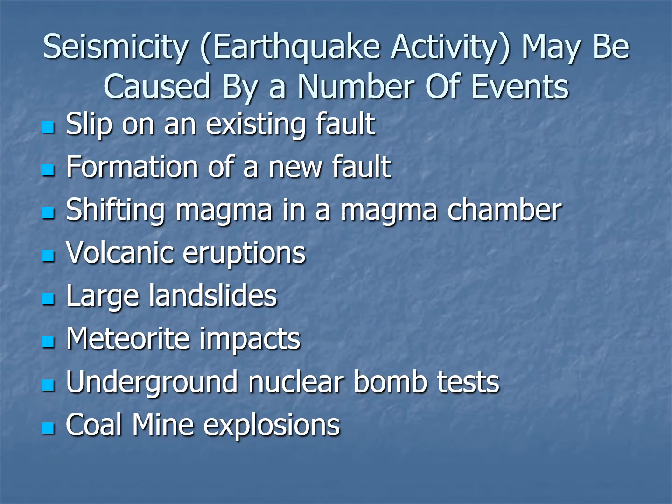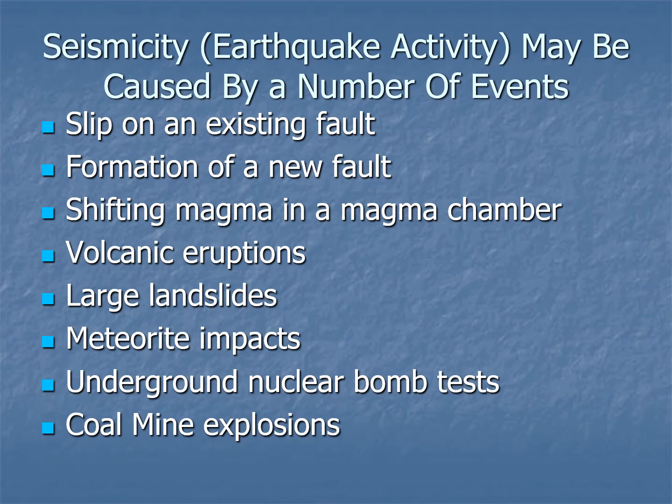So many things will shake the ground and register on a seismometer. Most of the time it's going to be that first bullet there, slip on an existing fault. But here and there new faults are formed. Even the San Andreas Fault hasn't been there forever. It's maybe been there for about 28 million years.